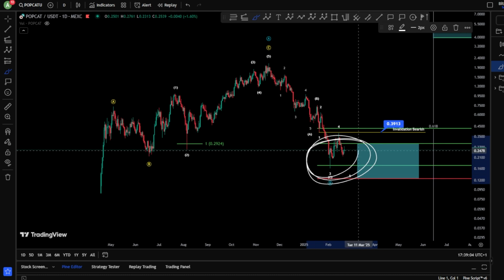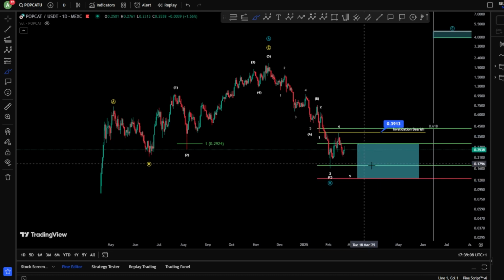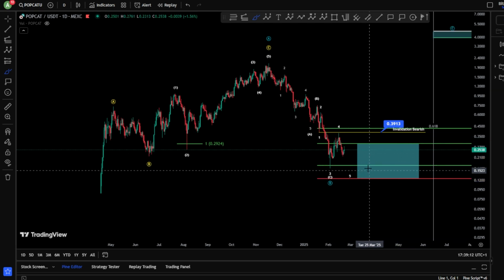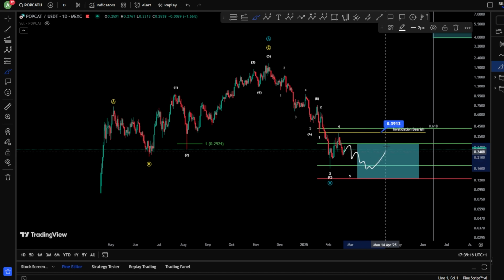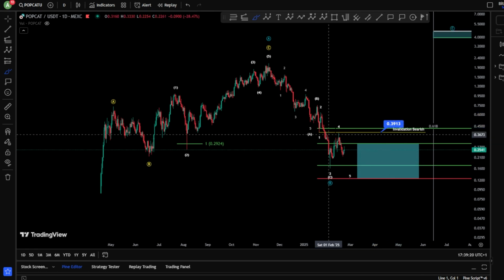We are very close to the bottom here to finish whatever it is unfolding. We are inside our blue box, but of course before the time required. Therefore, probably, of course, still having a little bit more lower until, of course, we reach the perfect time and we move toward the upside.